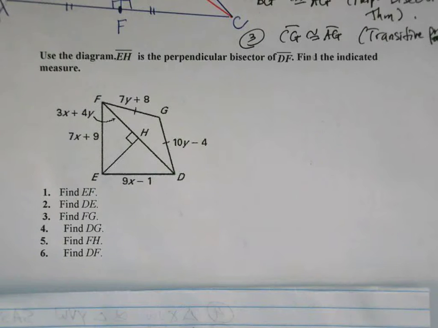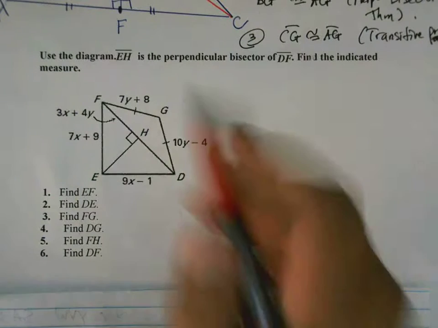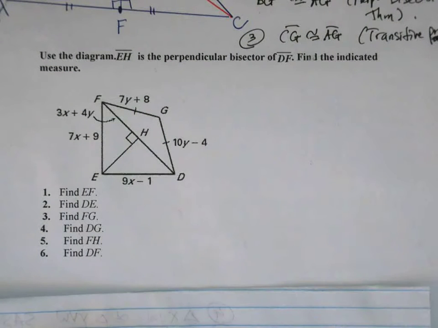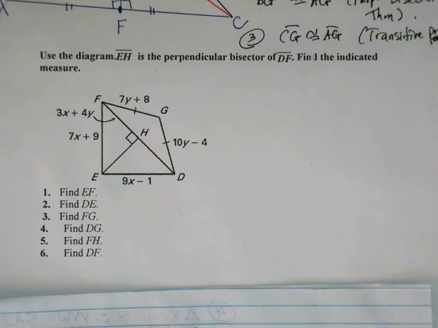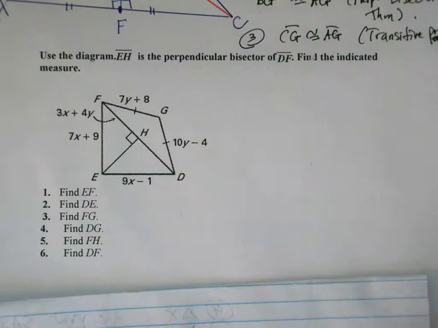Hello students, and welcome to the continuing lesson on perpendicular bisectors. We've seen a lot of definition, a lot of vocabulary, and it's only fitting now that we take a look at just a problem-solving example. It says here, use the diagram. EH is the perpendicular bisector of DF.